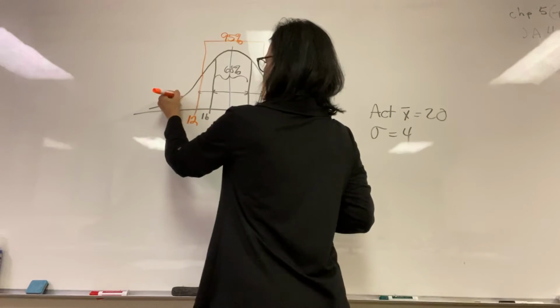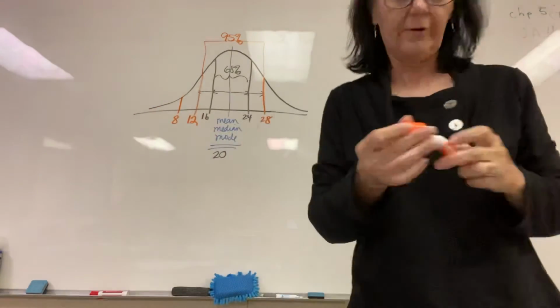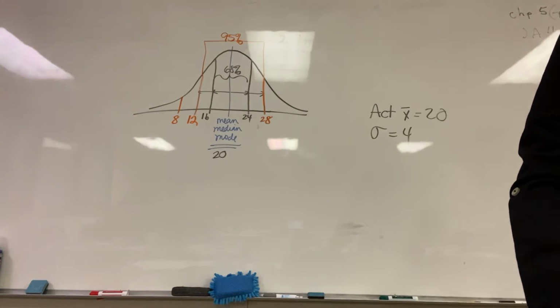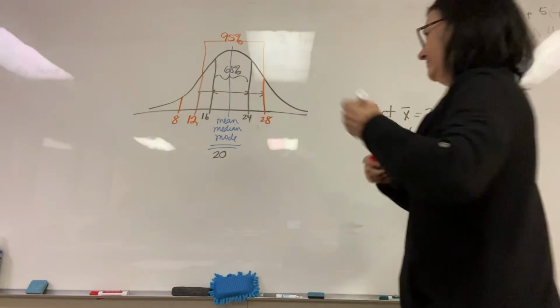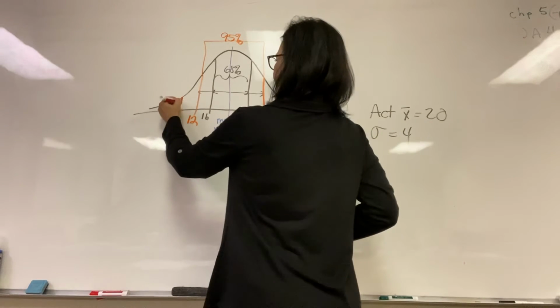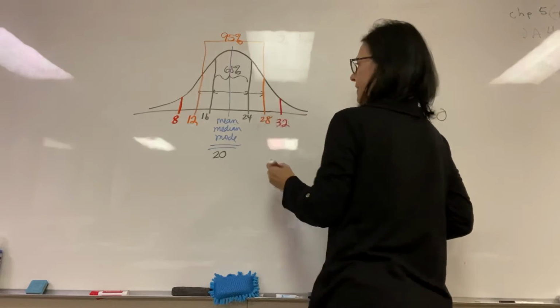Where would that put me at the bottom? That'd put me at 8. Can you even get an 8? I think you probably can. I think if you just put your name, you can. I don't know. Okay, that would be 8. And above would be a 32, right?